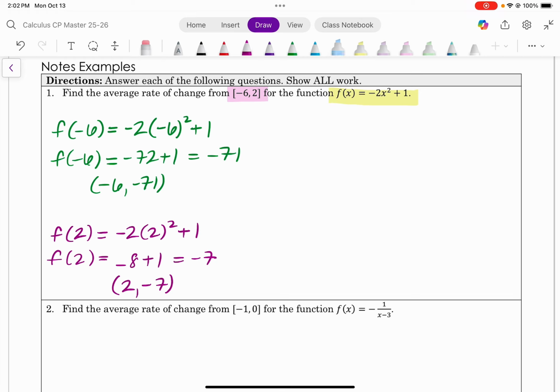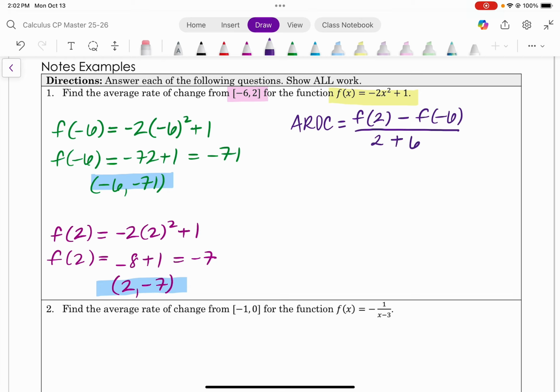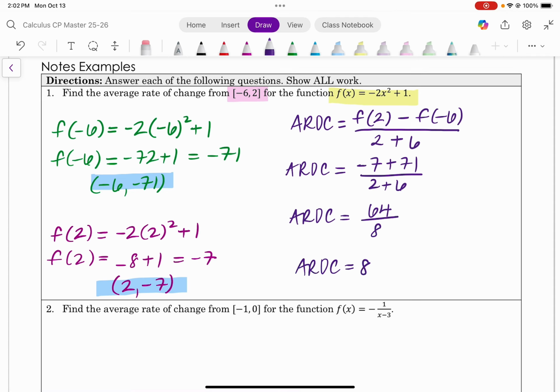To now find the average rate of change, I want to find the slope of these 2 points. You can do that by using the formula like so, writing f of 2 minus f of -6 all over 2 minus -6, so 2 plus 6. From here, I can then substitute the y values I found in, so that would be -7 minus -71, so plus 71, over 2 plus 6. Moving forward, we'll just do the arithmetic. This would give me 64 over 8, which would give me an average rate of change of 8 on that interval. And that is the answer to our question.